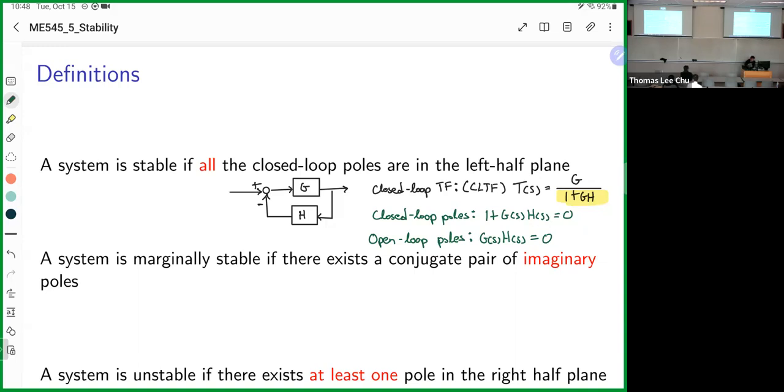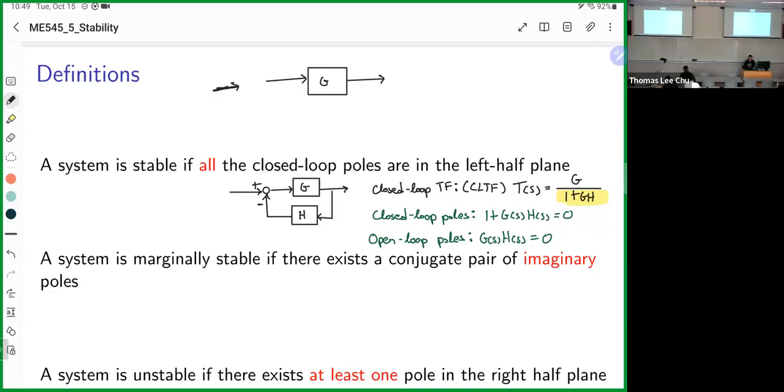If I just have a system like this, there are no closed loop poles. They're just poles, and then you just check the poles of G. So if I give you a system with feedback, you need to check the closed loop poles for stability. If I give you a plain system like this, you can just check the poles of G.